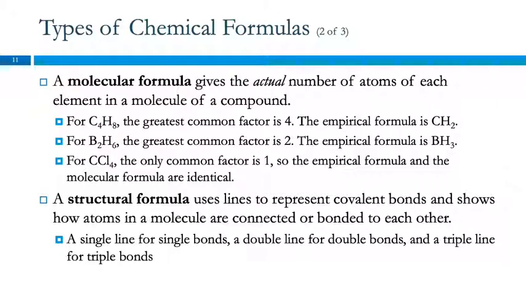So how do we know, just by looking at a formula, whether it's empirical or molecular? Sometimes you can't tell. If you get something like this with the lowest ratio, it could be an empirical formula. It might also be a molecular formula. If you see something where it's not the lowest ratio, you can be certain that that's a molecular formula, because to find the empirical, you'd have to reduce the fraction or reduce the ratio.